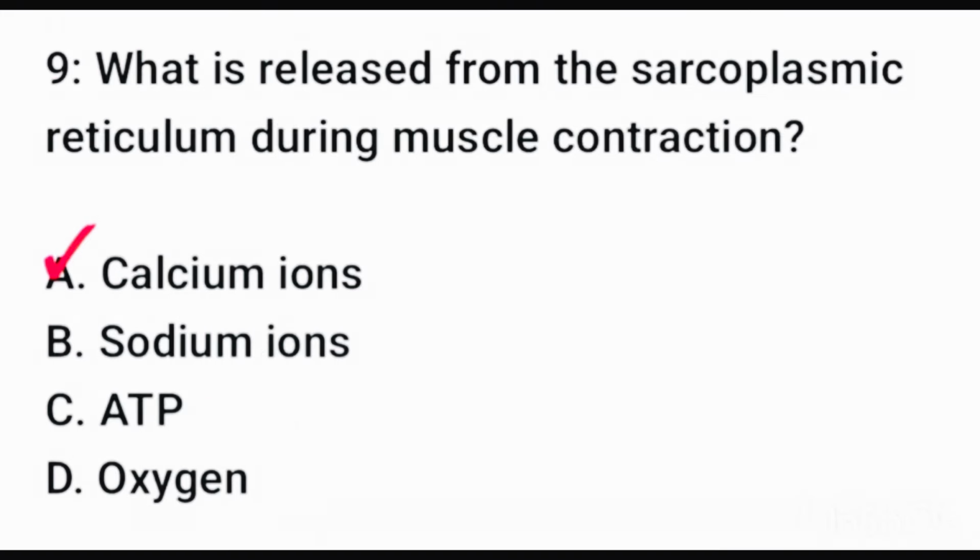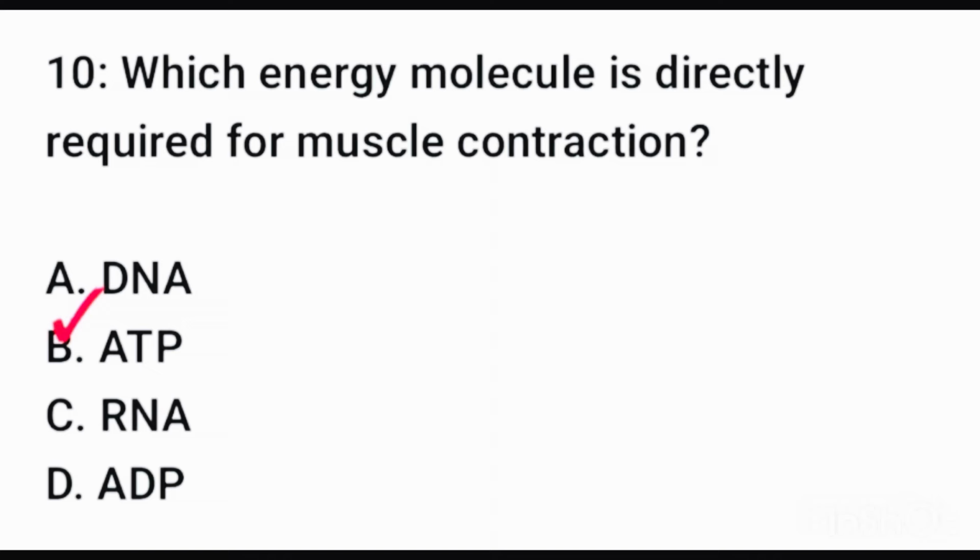Question number 9. What is released from the sarcoplasmic reticulum during muscle contraction? Correct option is option A, calcium ions. Question number 10. Which energy molecule is directly required for muscle contraction? Here option B is correct, ATP.